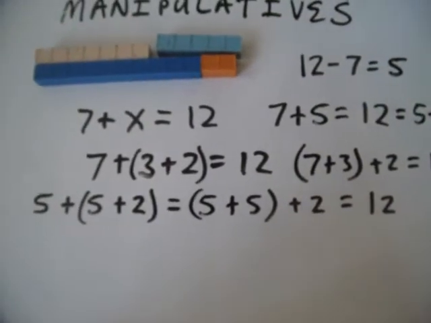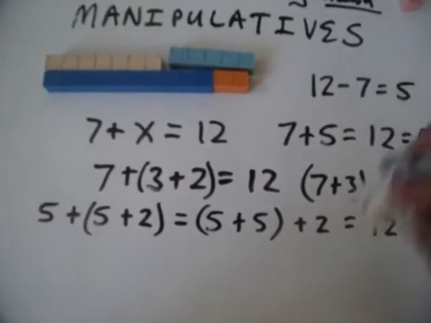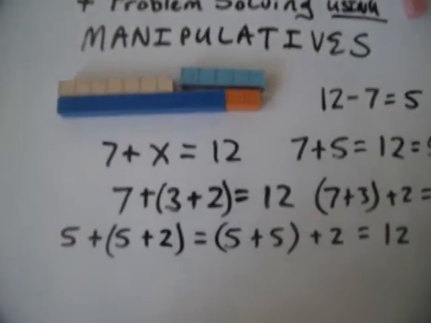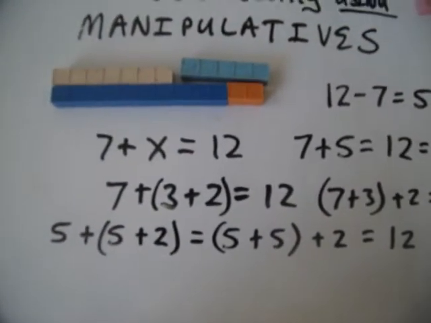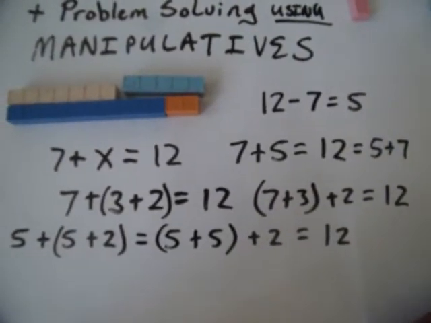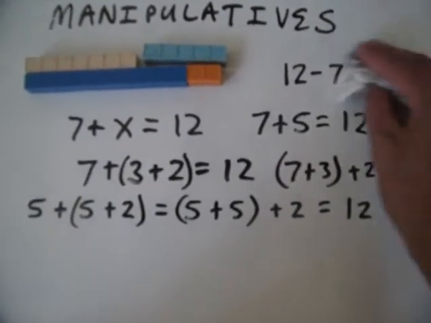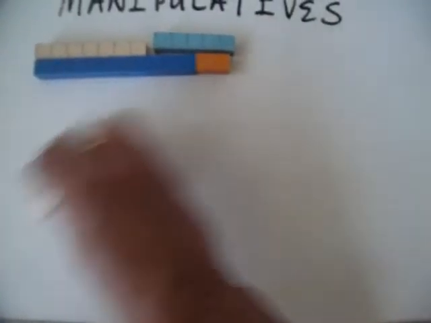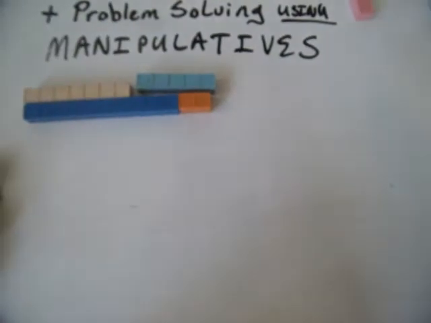Okay, but what if we're doing subtraction? This is important. So you see how it all goes together using manipulatives? We get addition, subtraction, and problem solving all in one shot, and they can see it, and the subconscious mind sees it, and then when you bring it back out with symbols, it's easy for them to understand.